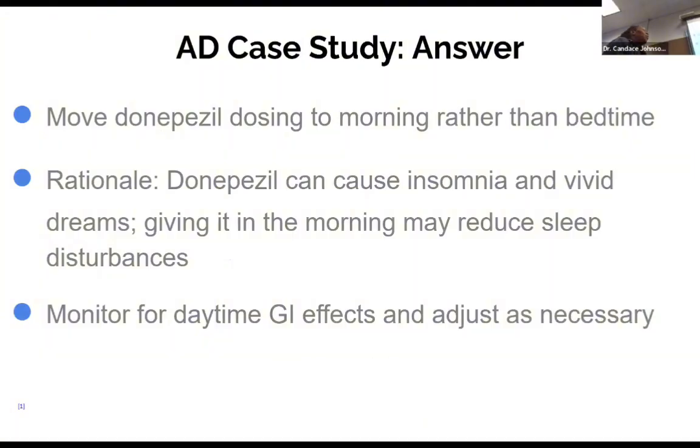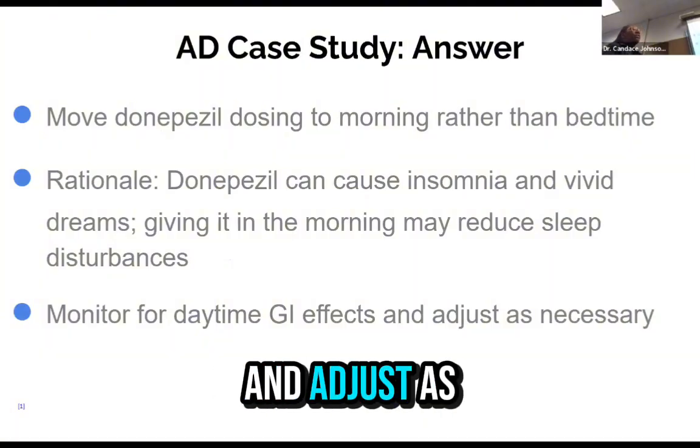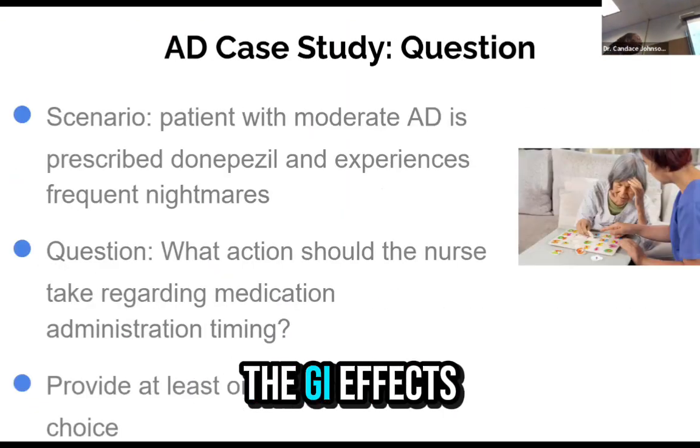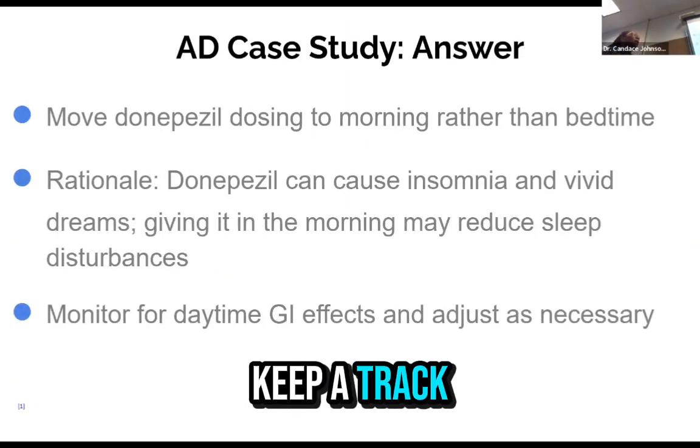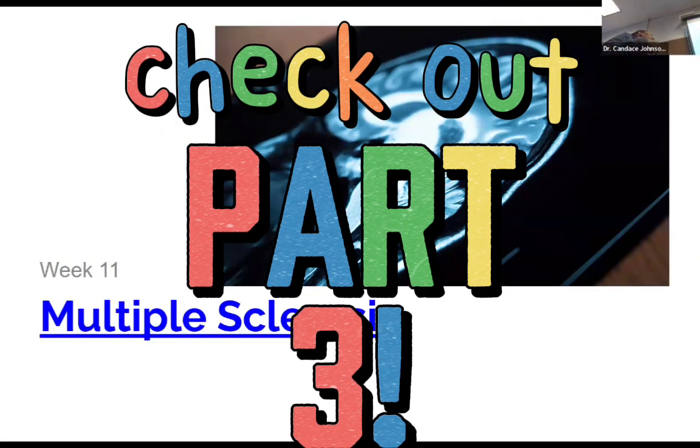We also should be asking about the GI effects during the daytime and adjust as well. Whenever you give them the medication, that's when they're going to be having the GI effects. So we want to keep track of that as well. All right, so now we're moving on to our third disorder.